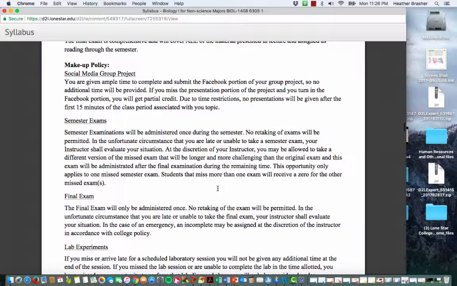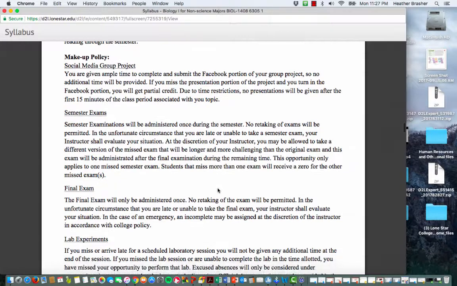So there's basically two parts of this. There's the Facebook portion of it, and there's the actual class participation portion of it. And I'll give you a rubric next week for this. And you have a time restriction. You are going to present this during the first 15 minutes of the class period for that topic. So if your group is late to class, you will not be able to do this. So keep that in mind.